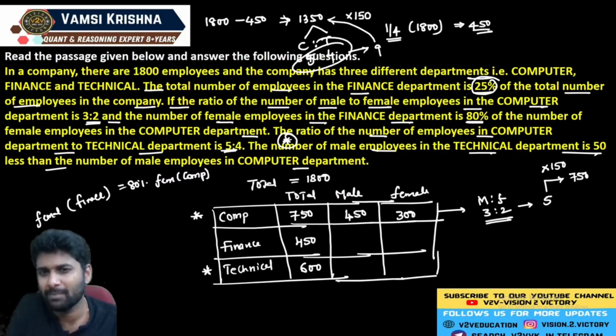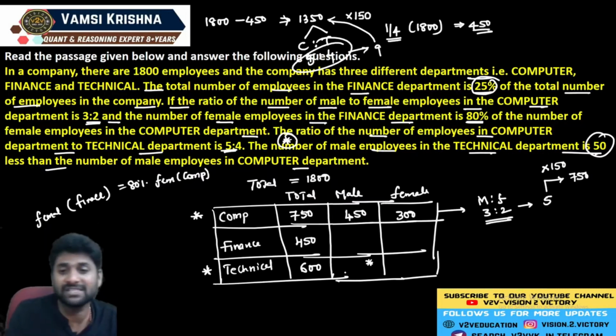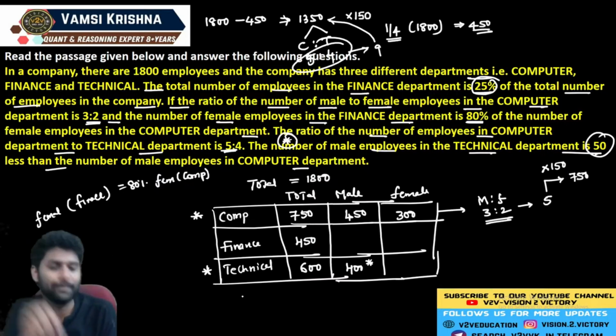Now we have the last data. The number of male employees in technical is 50 less than the number of males in computer. How many males in computer? It's 450. So definitely it's 50 less. So you will get 400 people from technical, who are male.